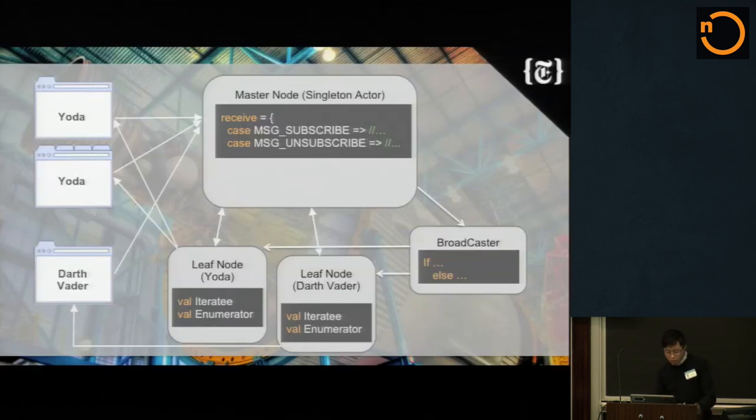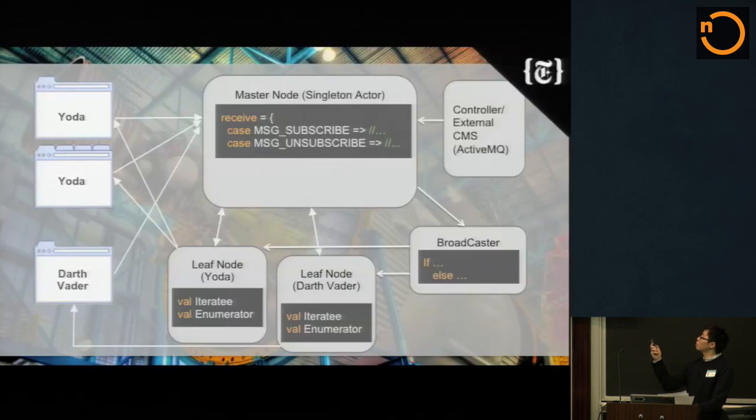One of the benefits of this system is that when the data is coming from, let's say, the controller, or even from outside of the system, let's say we have our own main CMS from a couple of years ago written in Java using ActiveMQ, we can have the same message flow coming down to the system. It is much easier to debug and maintain.